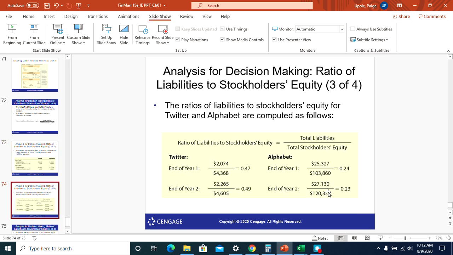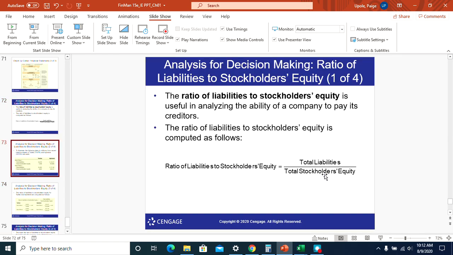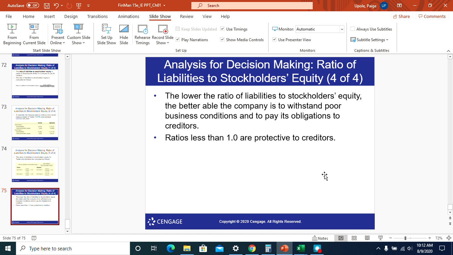Here they're using the example of Twitter and Alphabet, which is Google. So here they took 2 years of activity for Twitter and 2 years of activity for Google, and they said, what is the ratio of liabilities to stockholders' equity? So Alphabet, Google has a little bit of a better ratio, which might indicate they are better able to pay their creditors. The lower the ratio, the more likely the company is to withstand poor business conditions and pay creditors.